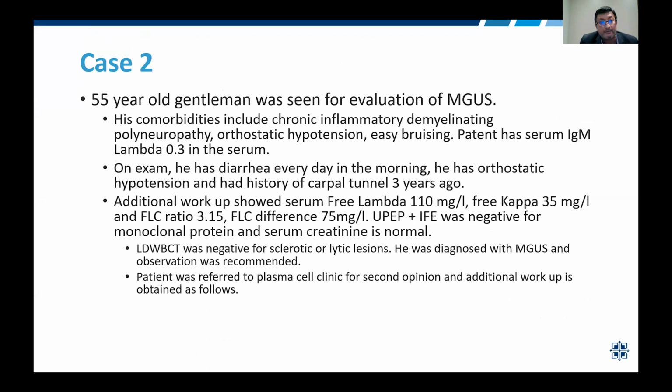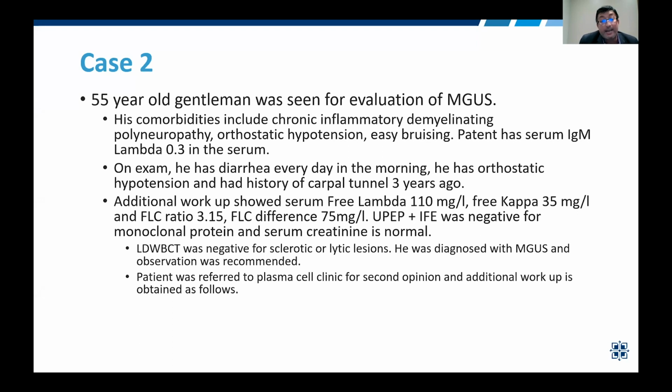But here is the catch. Now, this patient has comorbidities, including chronic inflammatory demyelinating polyneuropathy, orthostatic hypotension, easy bruising, and he has this monoclonal lambda of 0.3 in the serum. On exam, he has diarrhea every day in the morning, and he has orthostatic hypotension and had history of carpal tunnel syndrome 3 years ago. Additional workup shows elevated serum free light chains. You can see free lambda and free kappa, and the ratio was 3.15.